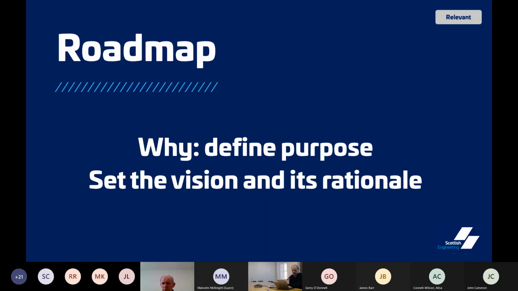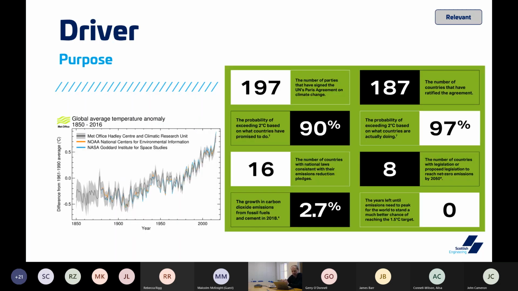So why? Start by defining the why. We've looked at the purpose, we've looked at the design, and now it's about looking at the 5 W's and the 2 H's, and the first W is why. It's setting up the vision and the rationale. Why are we doing that? Define the purpose. So the driver is the world is heating up, and there is no way around it. Nobody is arguing against it anymore. So it's how are you going to manage that?